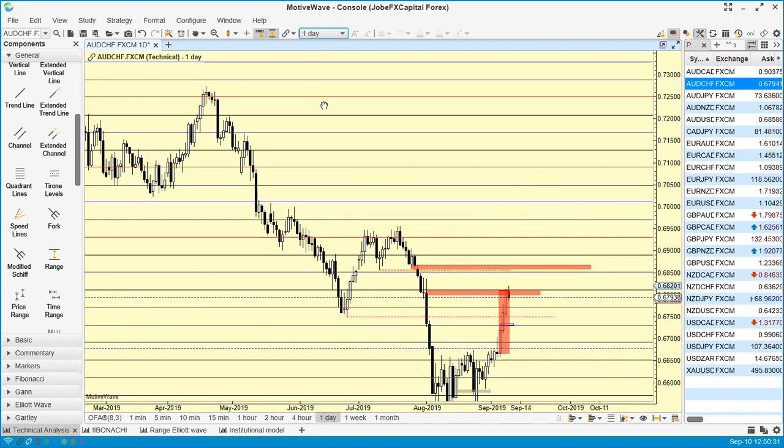You get me? Yeah, I'm seeing that. So now this took the whole day for this candle to close. The whole day for this candle to close.